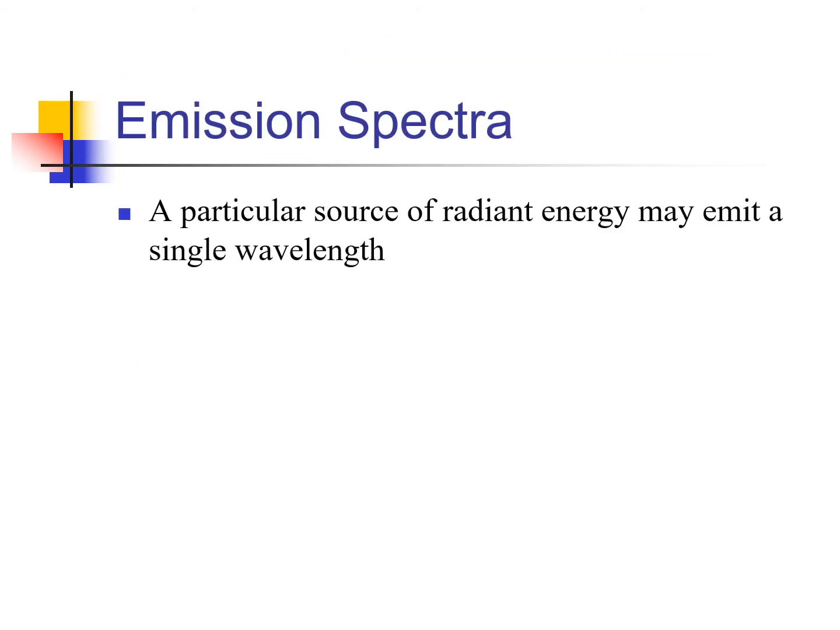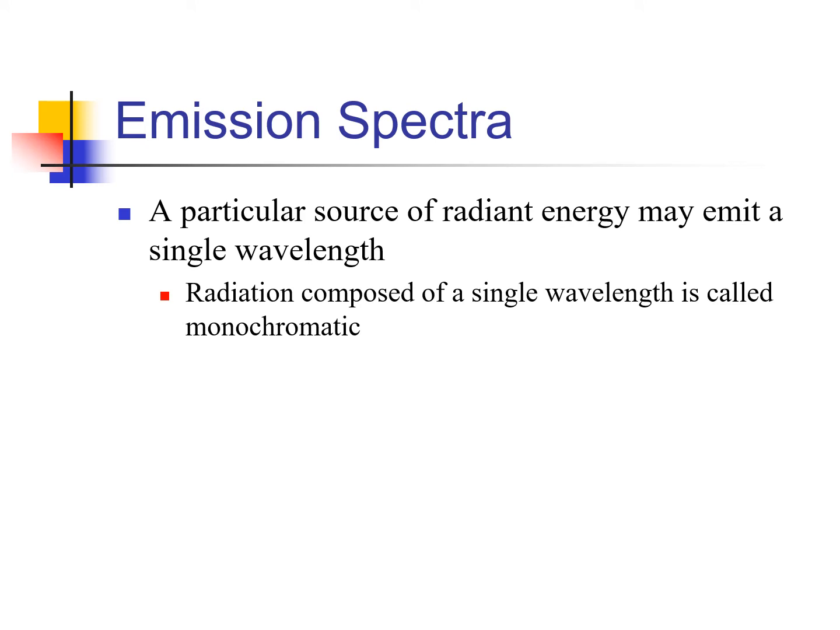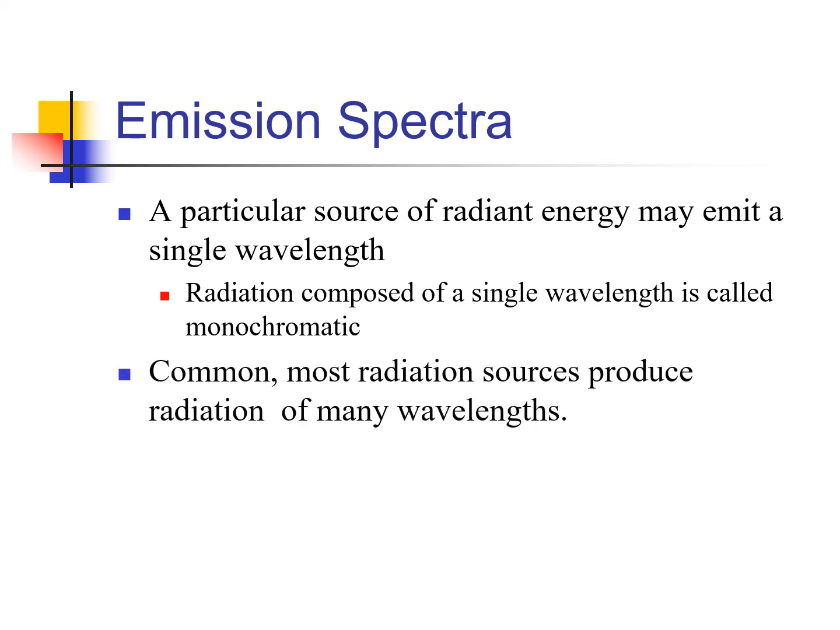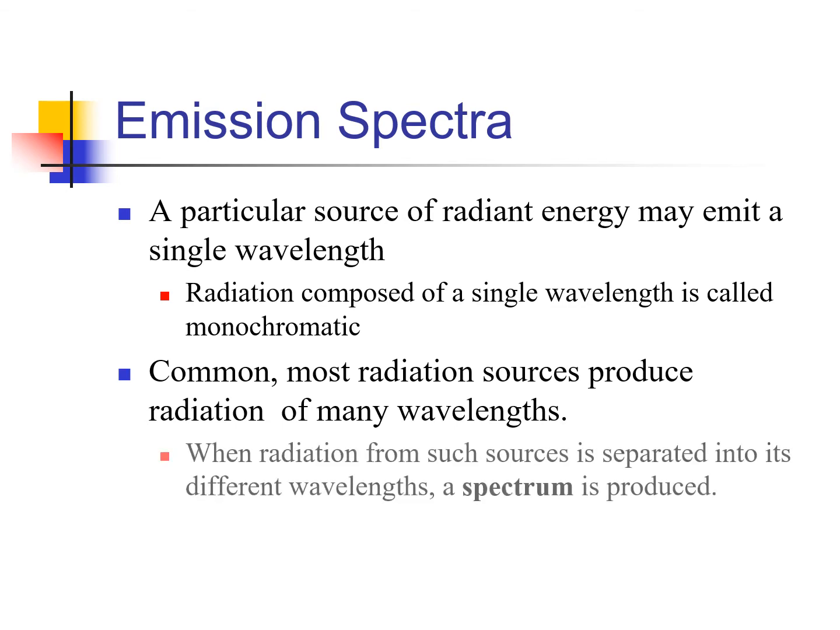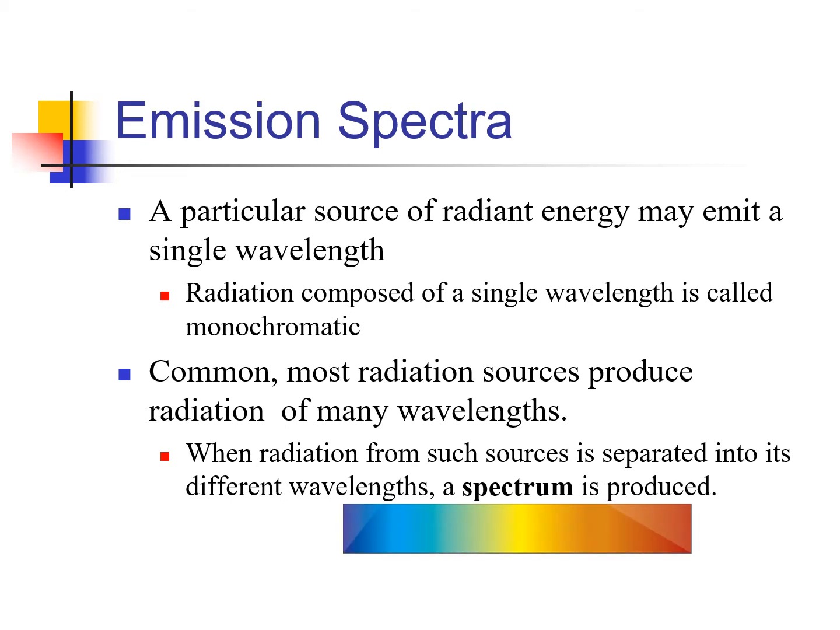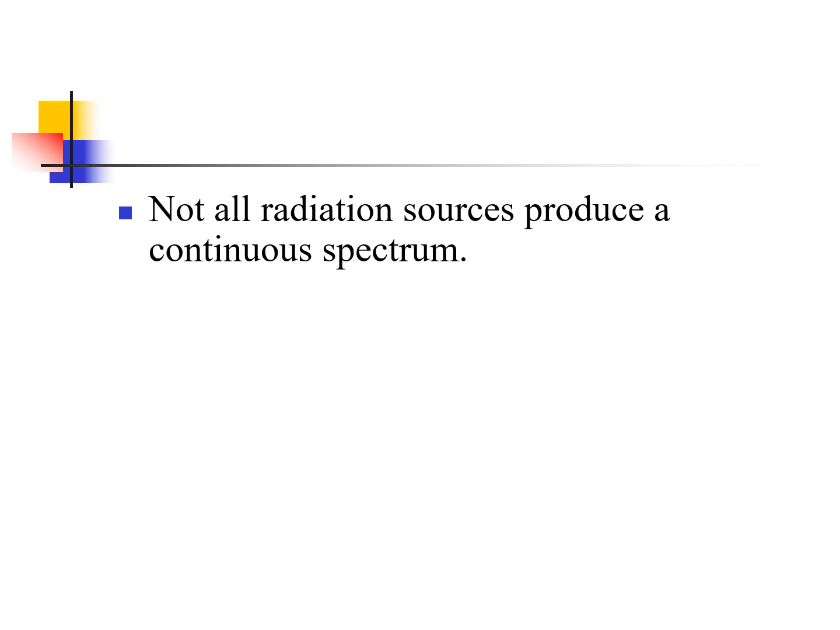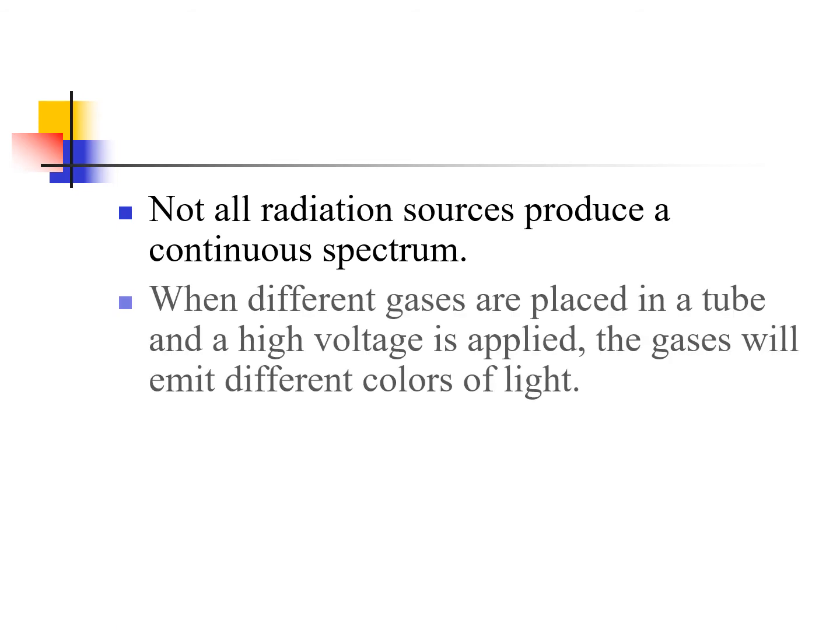Well, what are these? We know that a particular source of light may emit a single wavelength, and we call radiation composed of a single wavelength monochromatic. Most light sources produce lots and lots of different wavelengths, which we call polychromatic. If you take the light from a light bulb and separate it into its individual wavelengths, we get a spectrum, which is the fancy name for a rainbow. Ooh, spectrum.